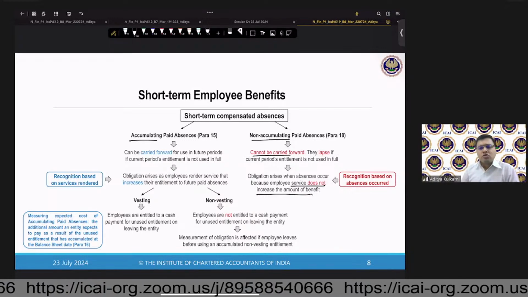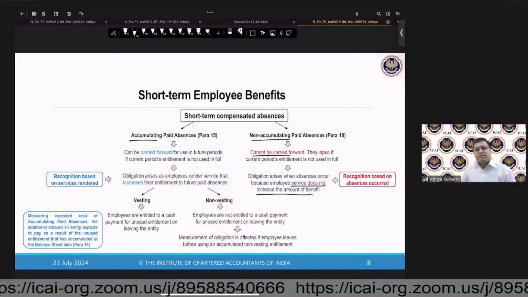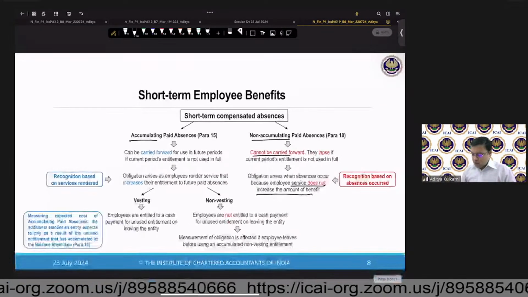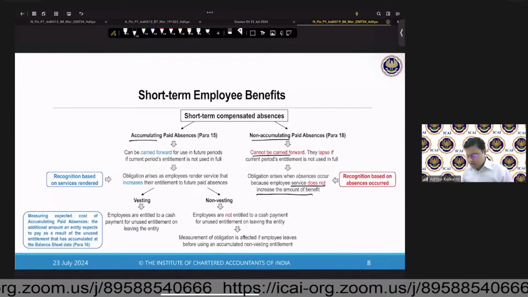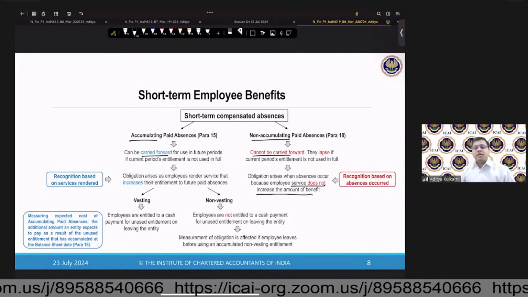Okay, so this is not so important, but the next one, accumulating paid absences, this is the one that is important for us to understand. When you talk about accumulating paid absences, these can be carried forward for use in the future period.